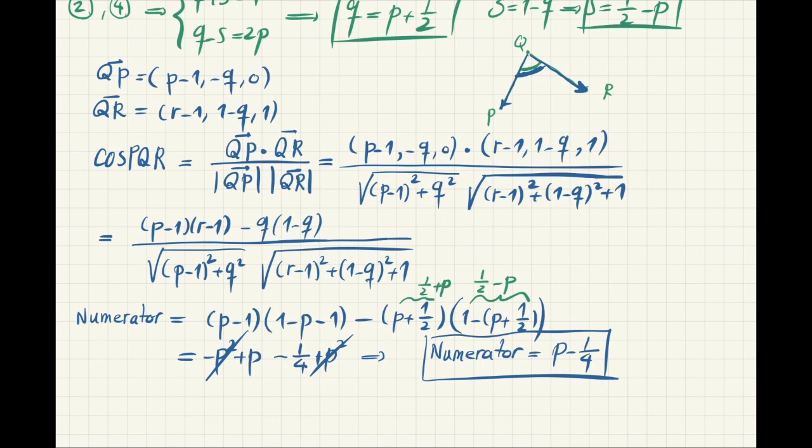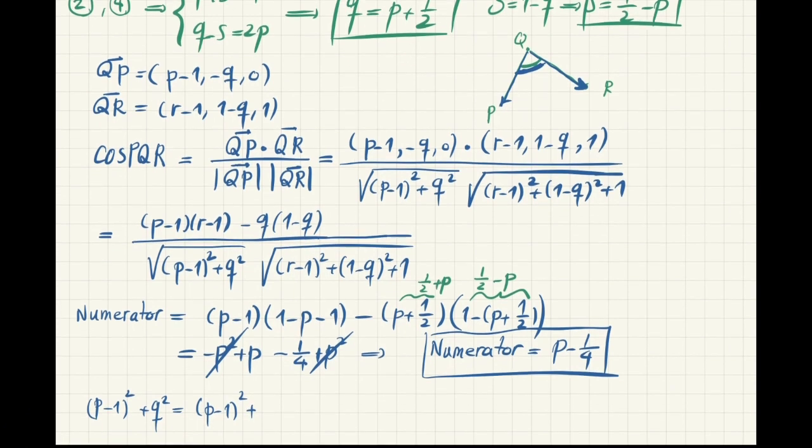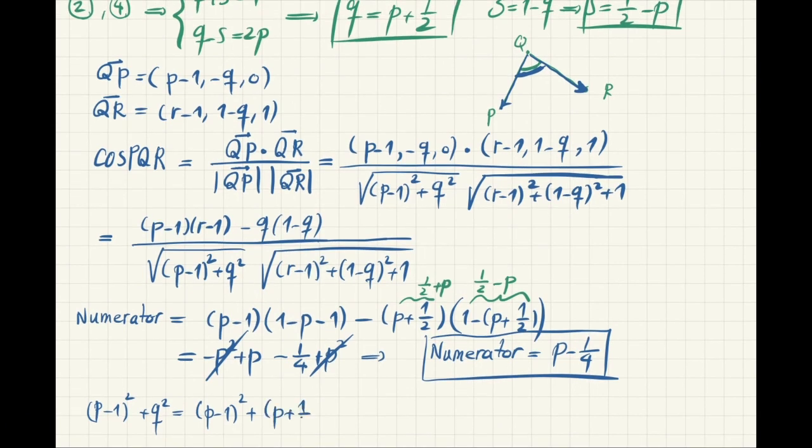Okay, so I need to calculate the denominator now. So for the denominator, I can calculate this one. What is this one? This is P minus 1 to the 2 plus Q to the 2. Then what I get is P minus 1 to the 2. Instead of Q, I put P plus 1 half. So this becomes P plus 1 half to the 2. So let us calculate this. I will get a P squared from here and here, so it gives me 2P squared. I will get a P from here and minus 2P from here, so it gives me minus P. And I will get a 1 from here and 1/4 from here, so it gives me 5 over 4.